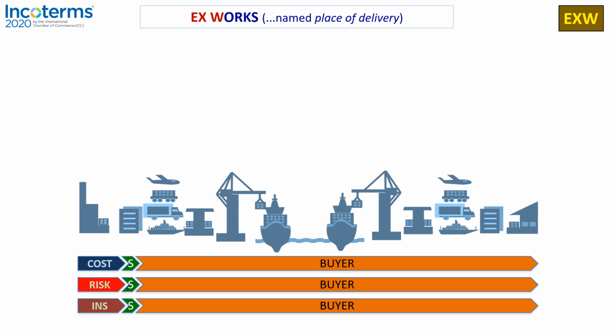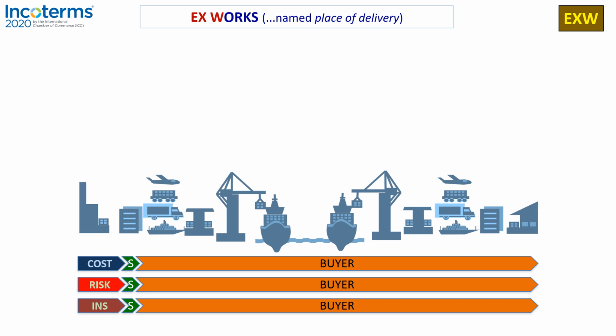Now let us analyze each and every term. So we start with Ex Works. In this particular slide, you will see a picture which depicts the movement right from the seller's warehouse up to the buyer's warehouse with all the multiple activities which come in between, including documentation, mode of transport up to main carriage, and then going all the way up to the buyer's premises warehouse.